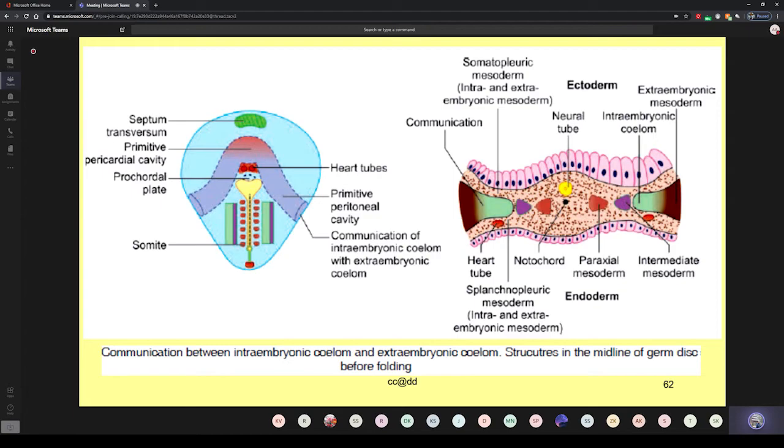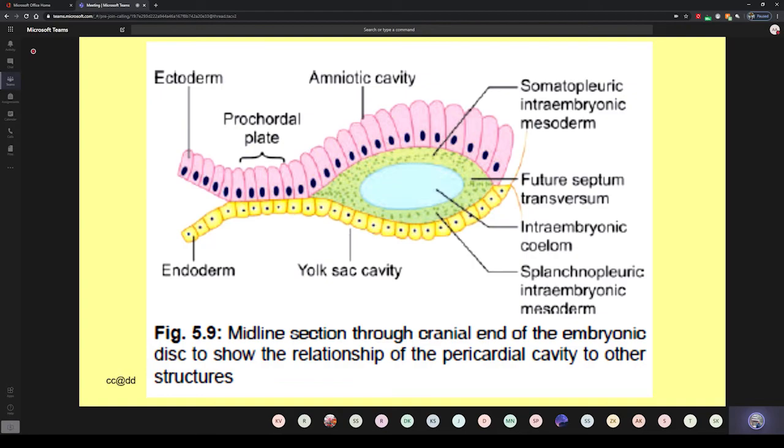Visceral will be known as splanchnopleuric, and you could have seen in all those pictures that the brown is surrounding the yellow, which means the gut tube is starting to get surrounded by intraembryonic mesoderm, which will be the splanchnopleuric part of the lateral plate mesoderm. So let's keep coming. The same pictures, all right?